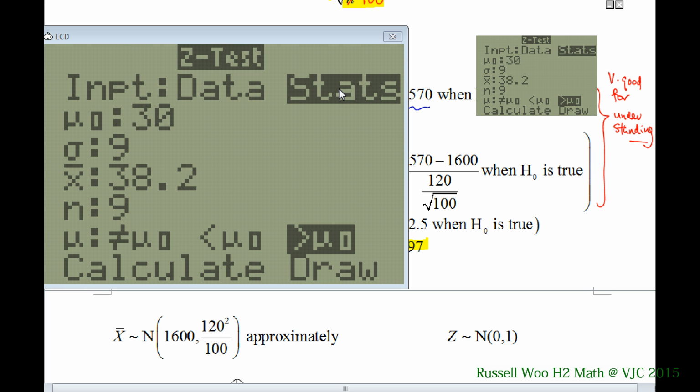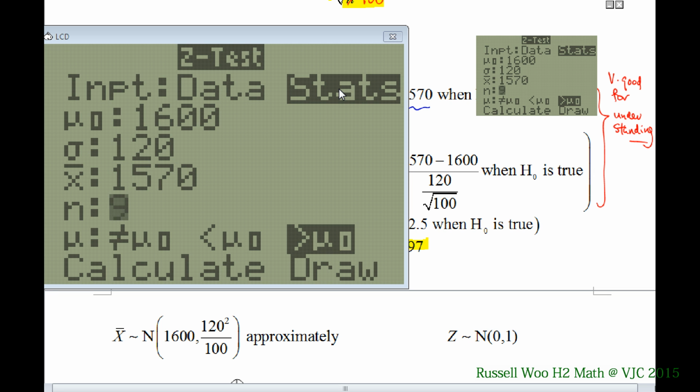Go down. This mu naught is what you want to test, whether the population mean is indeed 1006 or not. So this is 1006. This sigma, I repeat, is your population sigma, the population standard deviation. In this case, it is 120. X bar is the one you collect out of 100 test bulbs. You got the lifetime as 1570.